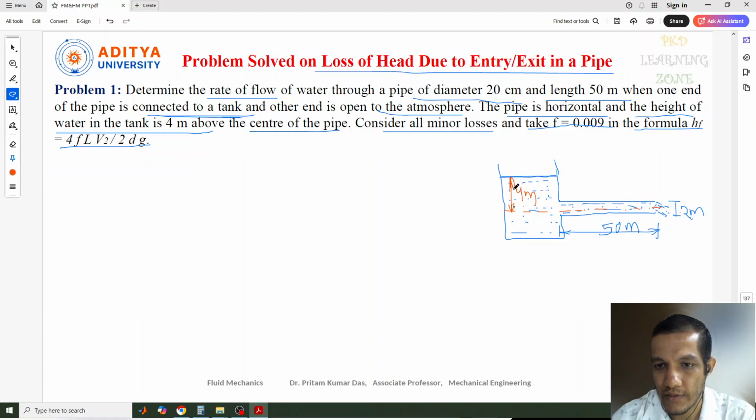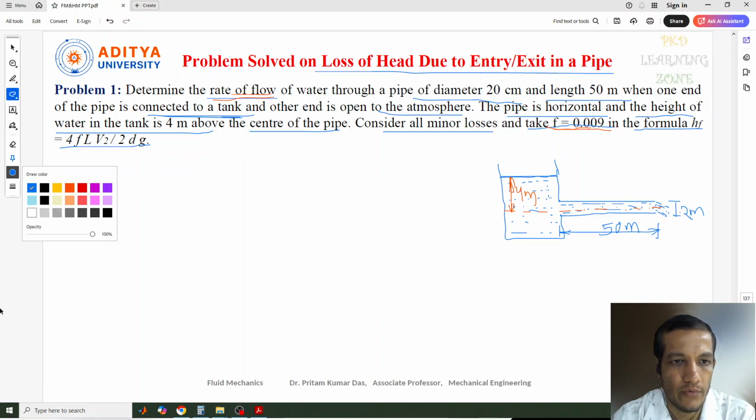So these are the data given, and all losses we need to consider. What are the losses that may be possible in this? We need to consider the losses, and we need to find out the rate of flow. And f also we need to consider, f equal to 0.009. So first let's write down what data is given, then we'll go for solving the problem.